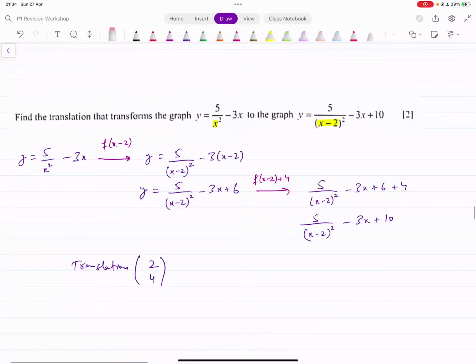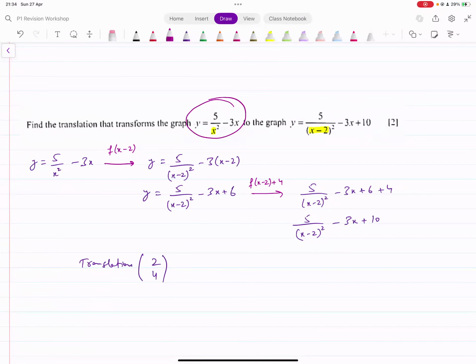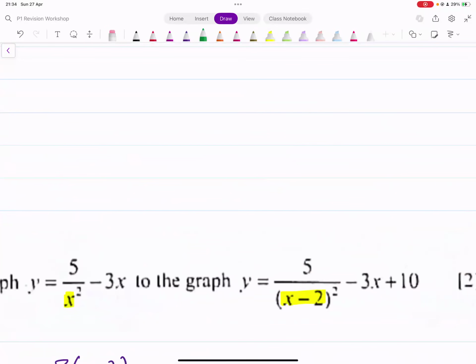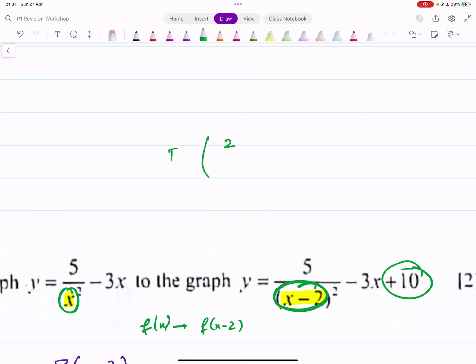Let's have a look at this now. Find a translation that transforms this graph to this. How do we think about this now? So you've got 5 over x squared minus 3x, and it's transformed to this graph. Now, just by looking at it, you might get the wrong idea at first that it's a horizontal translation of 2 units, right? Because it's going from f of x to f of x minus 2. So you say it's a translation of 2 units, right? And there's a plus 10 outside. So that's (2, 10), right? That's what you would think at first. If you do it in a hurry, you would get (2, 10) from this.